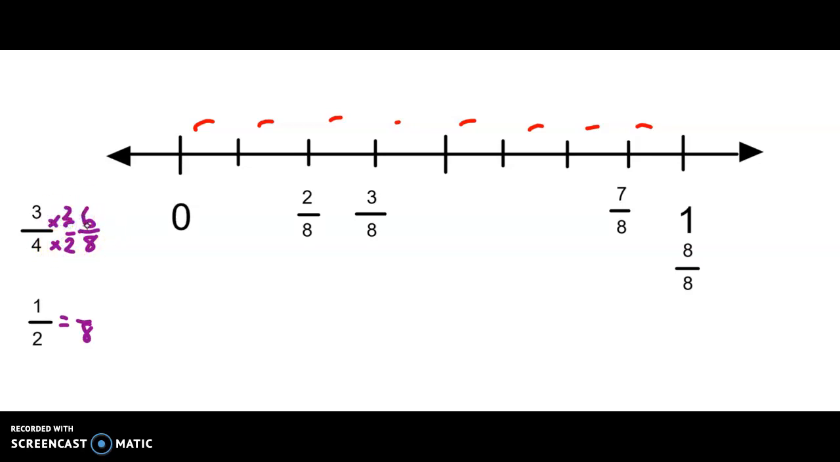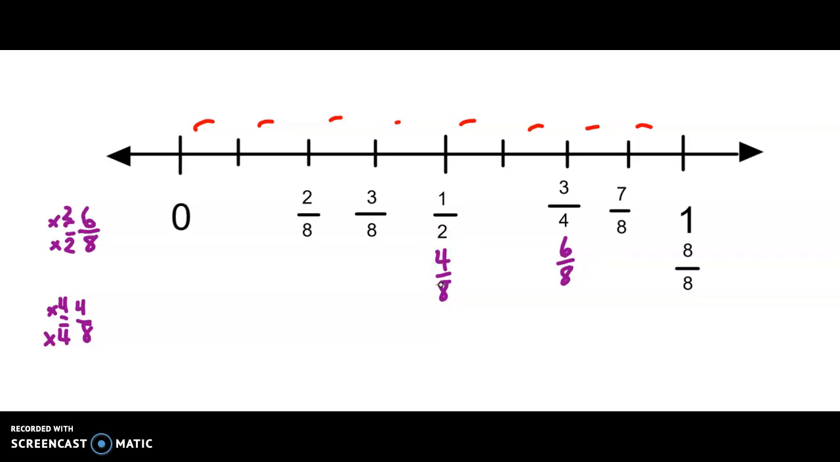And 3/4 is going to go in the spot where 6/8 would be. And then 1/2, 2 times 4 is 8, and 1 times 4 is 4. So 1/2 is going to go in the spot where 4/8 is. So 3/4, we're going to take over to 6/8. So 0, 1, 2, 3, 4, 5, 6. Okay, so this is equivalent to 6/8. And then 1/2 is going to go where 4/8 is. So 0/8, 1/8, 2/8, 3/8, right there in the middle. So this is equivalent to 4/8.